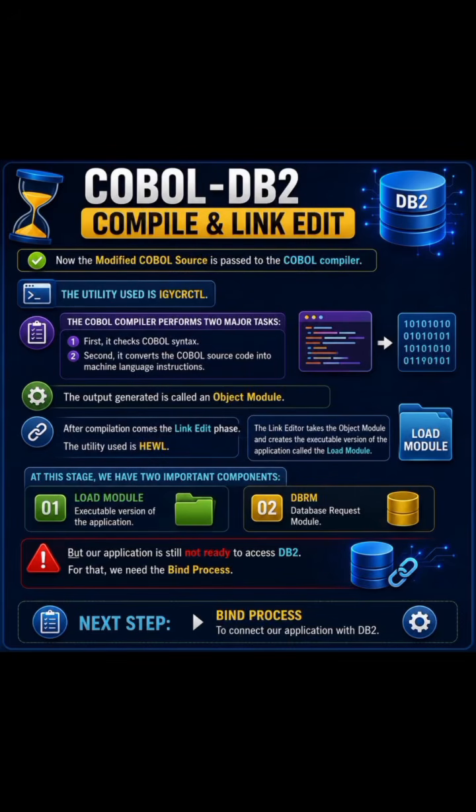After compilation comes the link edit phase. The utility used is HEWL. The link editor takes the object module and creates the executable version of the application called the load module. At this stage, we have two important components. We have the load module and we have the DBRM. But our application is still not ready to access DB2. For that, we need the bind.